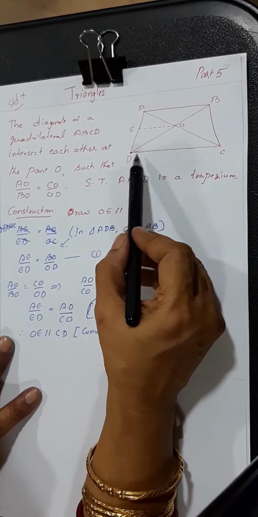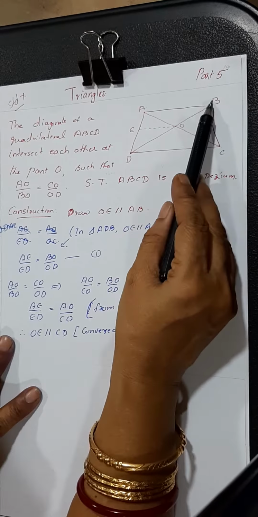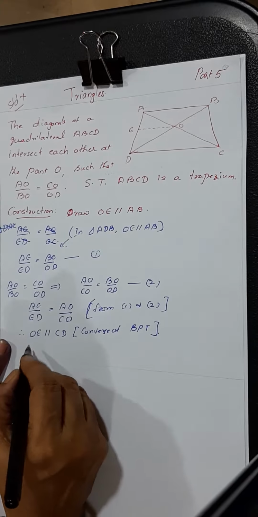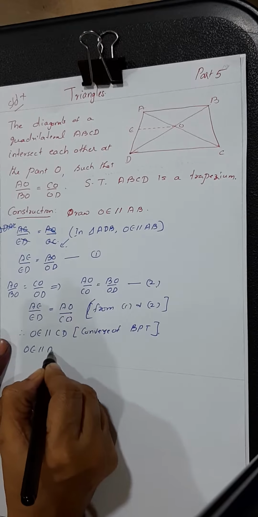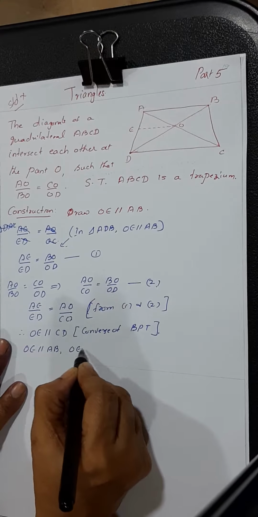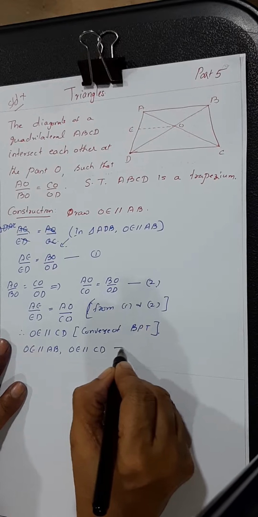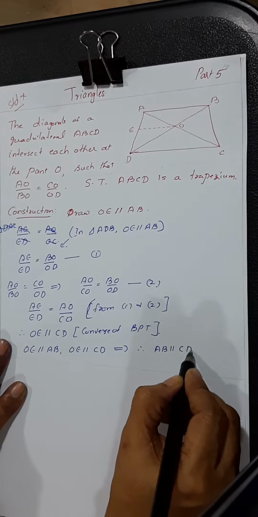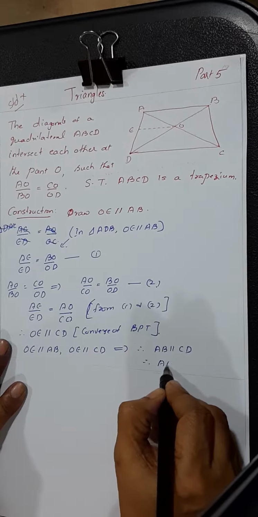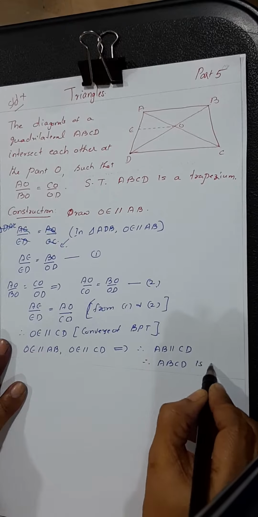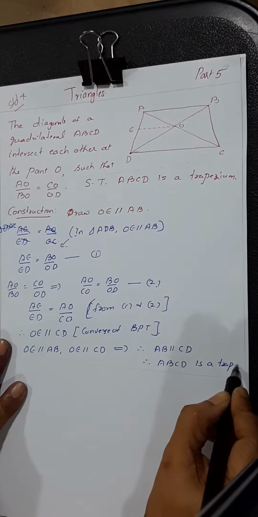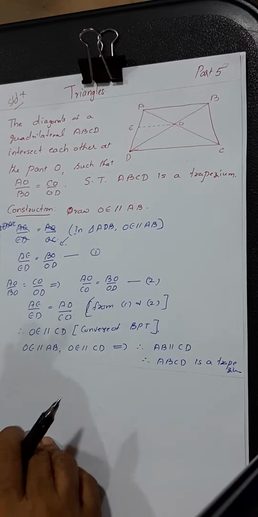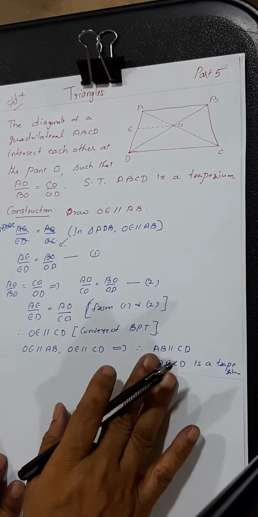Now we have OE is parallel to AB, and OE is parallel to CD. Therefore, AB is parallel to CD. Therefore, ABCD is a trapezium. So this is BPT that we have used.